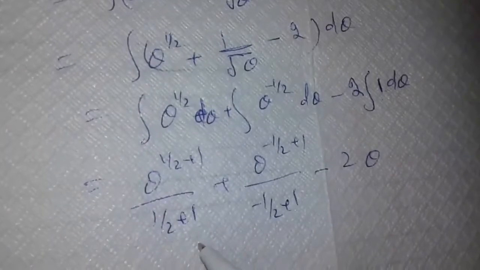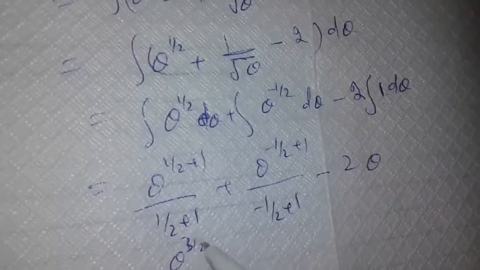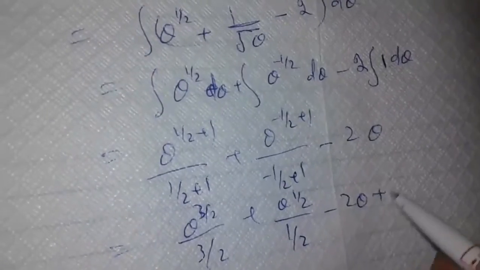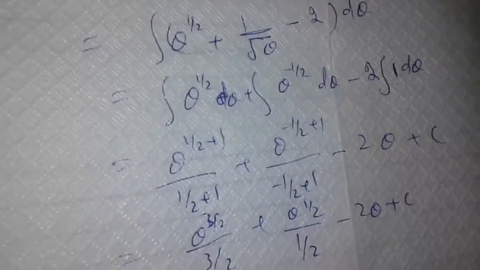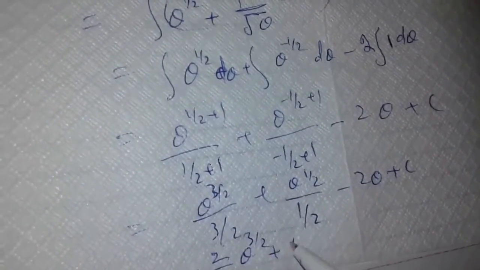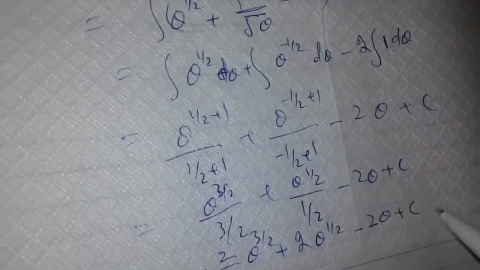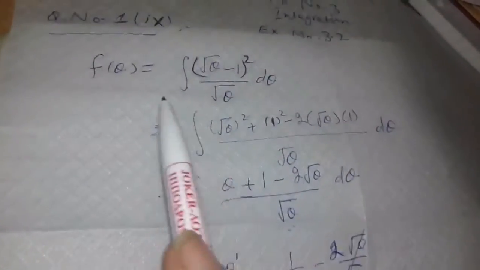1 by 2 plus 1 becomes 3 by 2, and also here 3 by 2, theta power 1 by 2 is also 1 by 2, minus 2 theta plus c, where c is the constant of integration. Double reciprocal: 2 by 3 theta power 3 by 2, plus 2 theta power 1 by 2, minus 2 theta plus c. This is our answer, or this is our solution of this given function. Hope you can understand it very well.